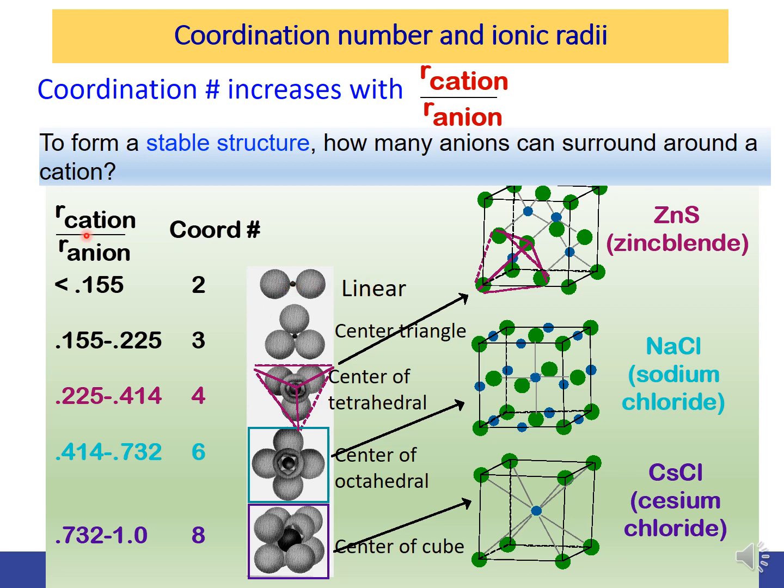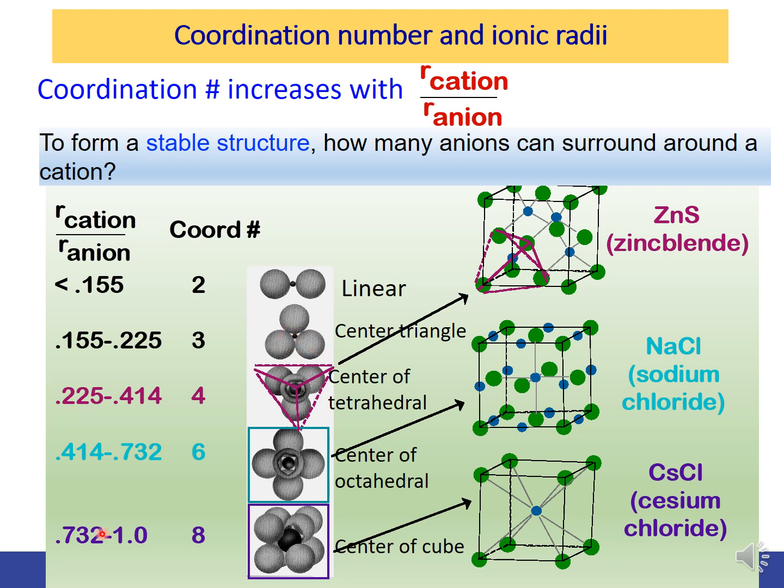Or if the RC over RA is between 0.155 and 0.225, the coordination number is 3, which means we can only place this cation inside the void formed by 3 anions.